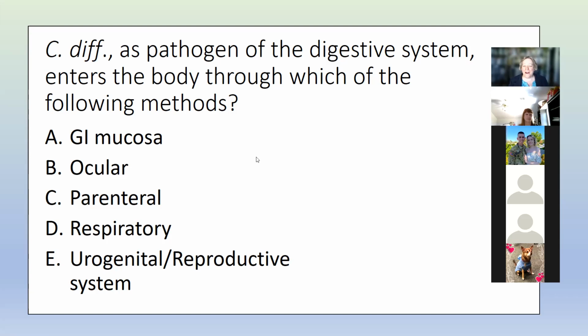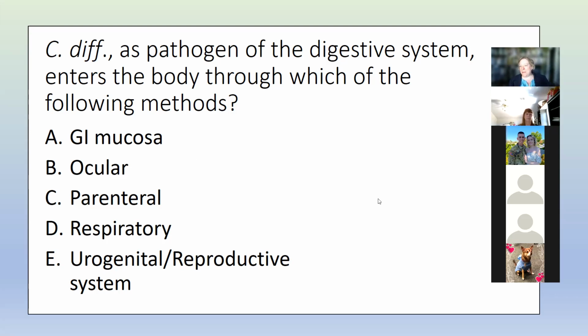The next favorite answer was respiratory. Probably not. Only if, say, it's going from your sinuses down into your stomach. It is not the preferred portal of entry. So if you breathe in C. diff endospores, they're going to end up in your lungs. They're not going to be happy. They're going to die, 99% of the time.